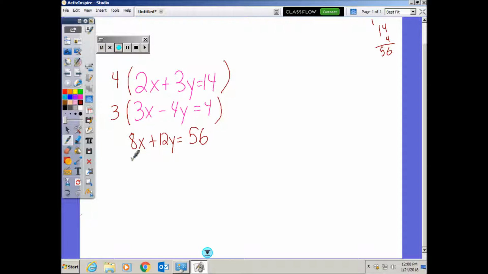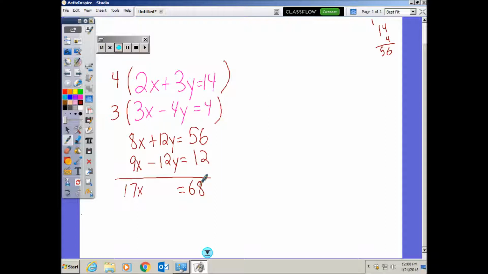Now the 3's. 3 times x is 3. 3 times 3x is 9x. 3 times negative 4y is negative 12y. And 3 times 4 is 12. These cancel out, correct? 9x plus 8x is 17x. 56 plus 12 is 68.